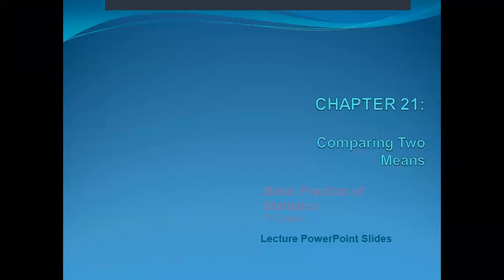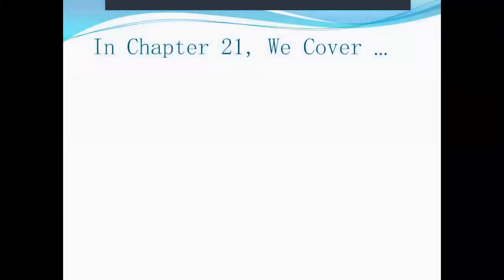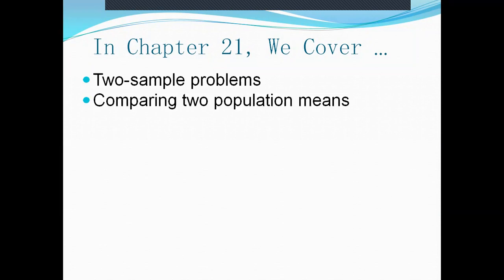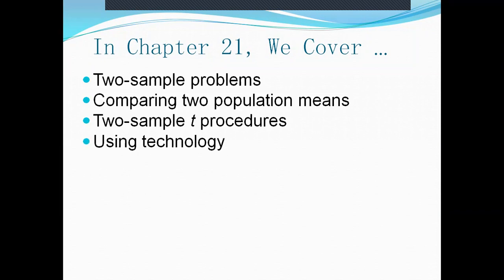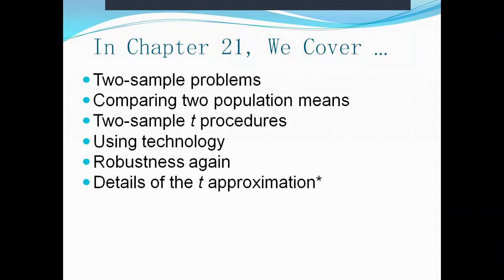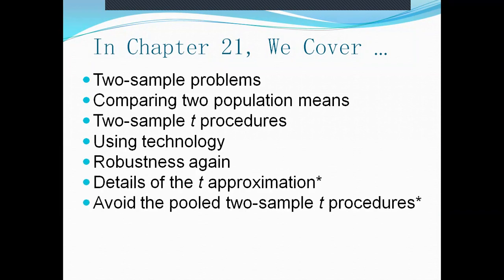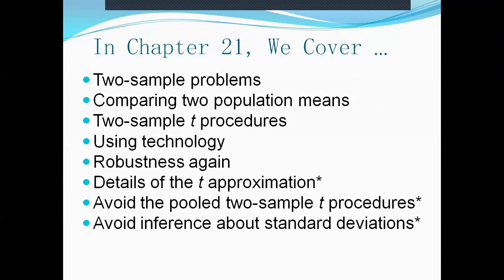All right, let's take a look at chapter 21, comparing two means. In chapter 21, we cover two sample problems, comparing two population means, two sample t procedures, using technology, robustness, details of the t approximation, avoid the pooled two sample t procedures, avoid inference about standard deviations, permutation test.